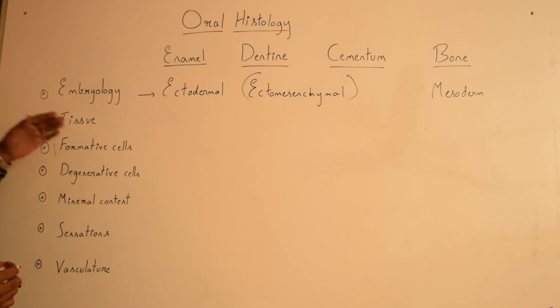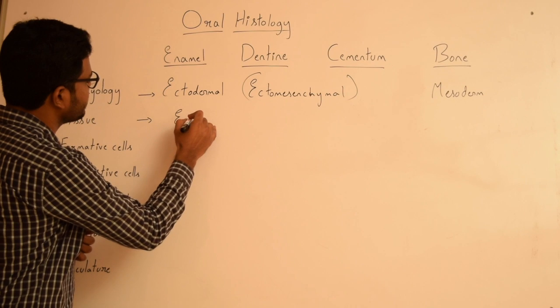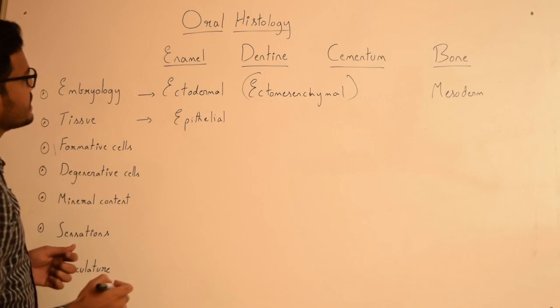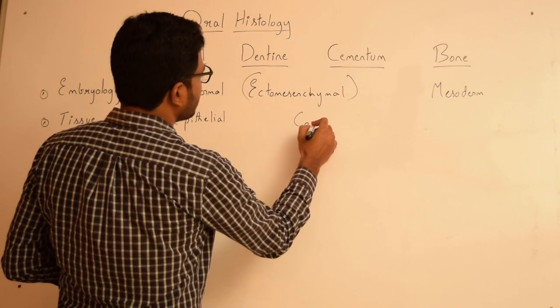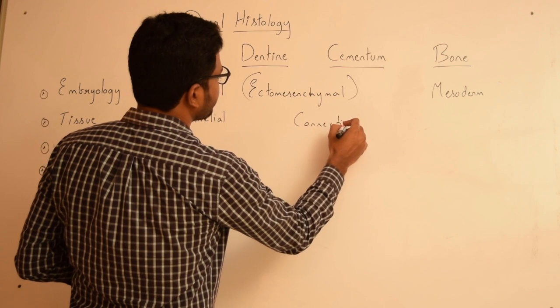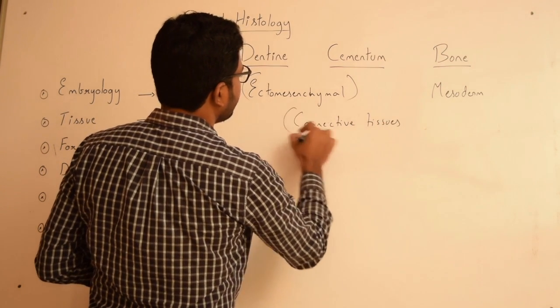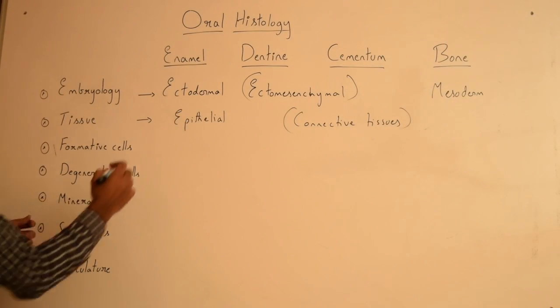And then coming to nature of tissue, enamel is epithelium, it's epithelial, whereas dentin, cementum and bone, they are connective tissues, right? And then coming to various formative cells.